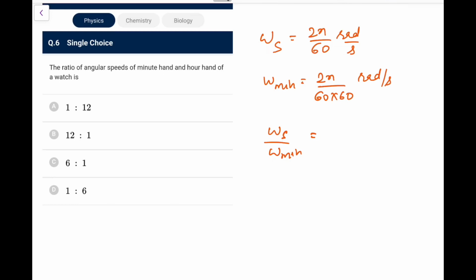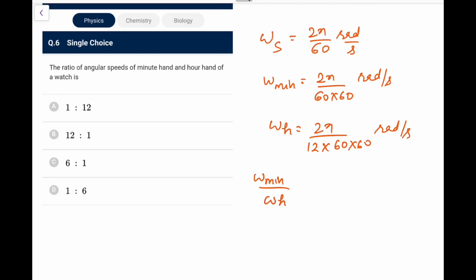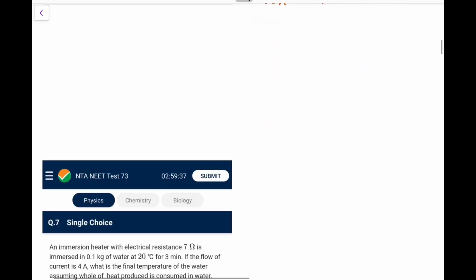Okay, you have to do the minute and the hour hand. Sorry, I was doing the second and the minute. And the hour hand, you know, turns in 12 hours, so 2 pi into 12 hours into 60 minutes into 60 seconds, radian per second. So omega of minute to omega of hour is basically going to be 12:1 for sure. So you can go for option B here.